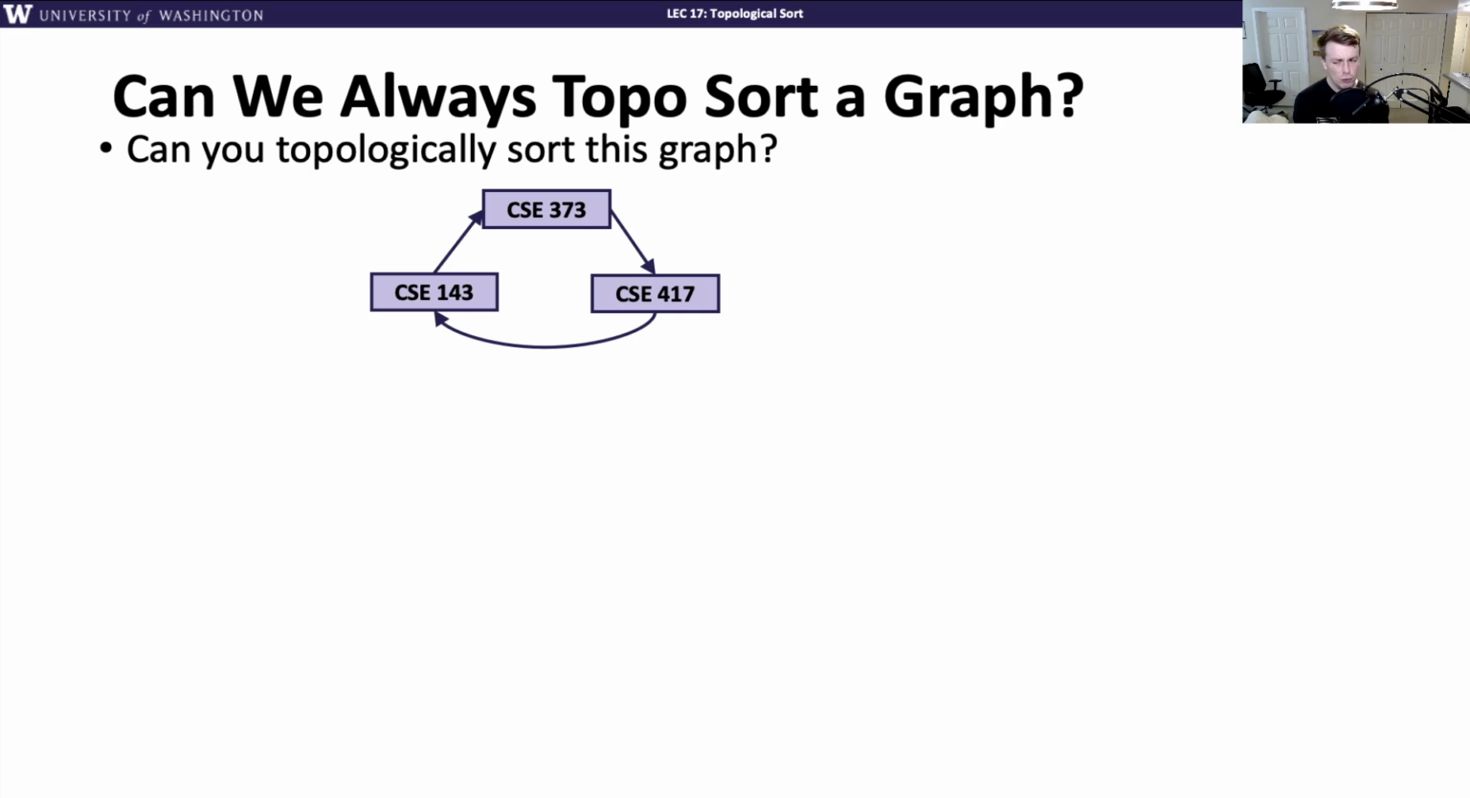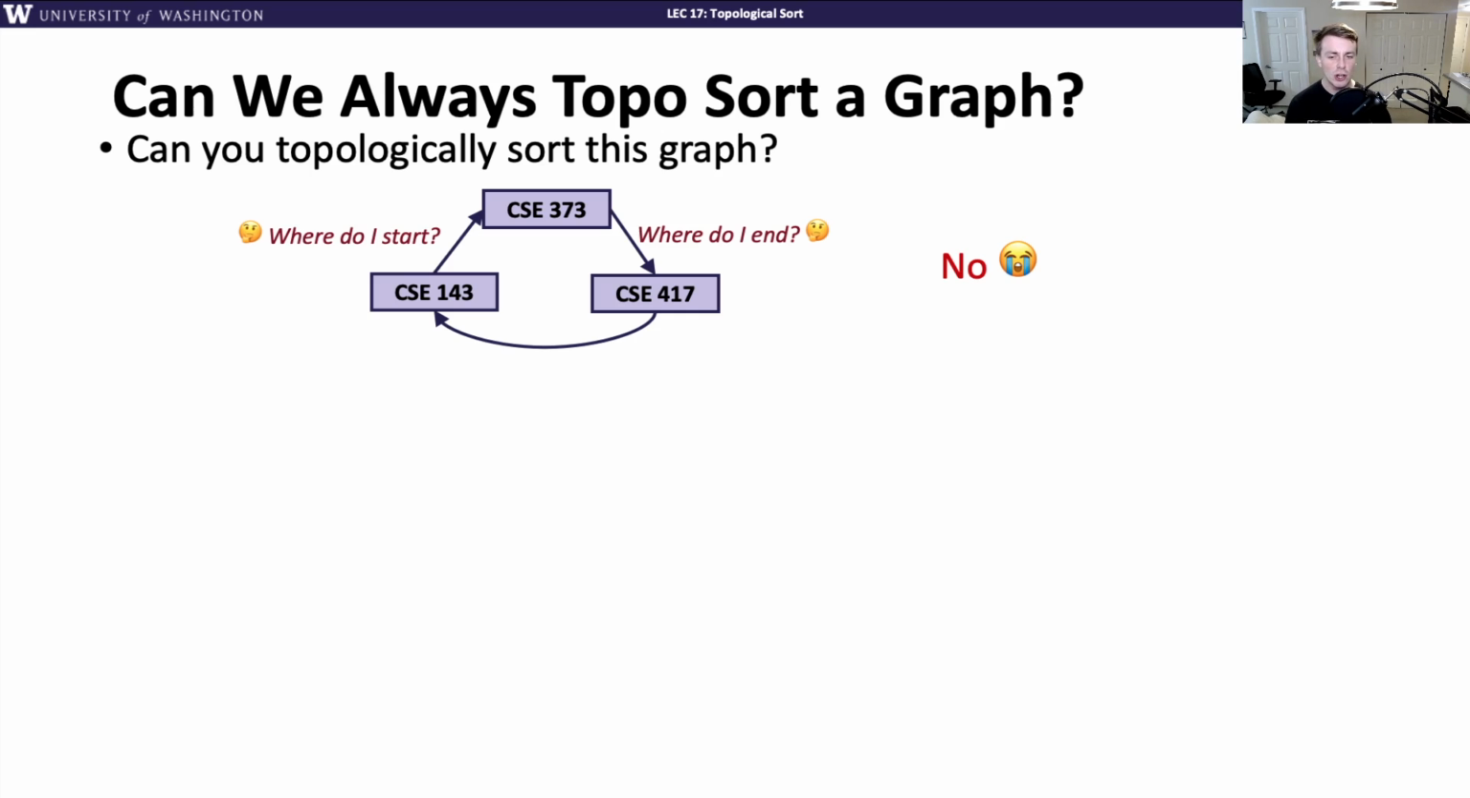So one natural question here is, is it always possible to come up with a topo sort for any graph? For example, if I gave you this graph of made up course dependencies, is it possible to come up with a topo sort for it? Well, I would say no, because it's not clear where you can start, right? So if you try to start with 143 and then go to 373 and then 417, that wouldn't work, because then 143 would come before 417, but there's a dependency there from 417 to 143.